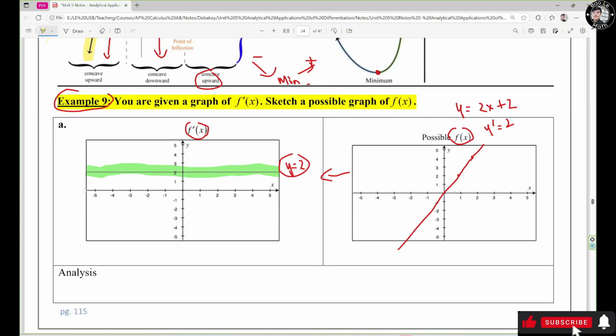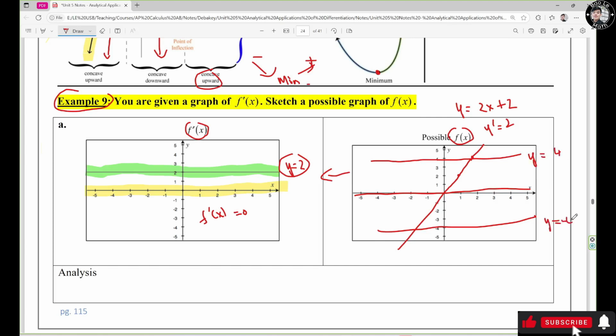Now, what if f prime of s is right here? Does that mean f prime of s is 0 everywhere? Then when you sketch the function f of s, it's going to be either like this, or like this. Because when you take the derivative of this one, for example, I have y equals 4, this is y equals negative 4, this is y equals 0. When you take the derivative of any of these, it's going to be 0.